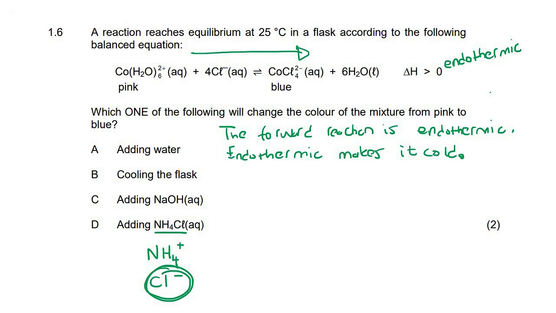How does it do that? Well, it goes in the forward direction, because when it goes in the forward direction, your reactants become less and your products become more. And so the answer is D.